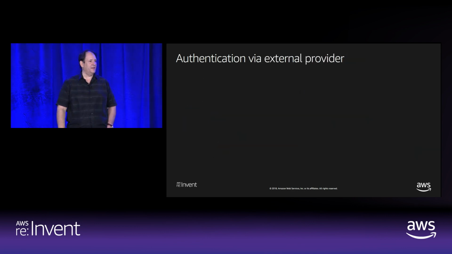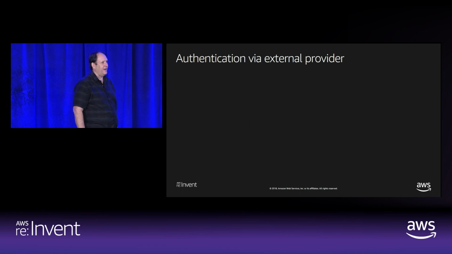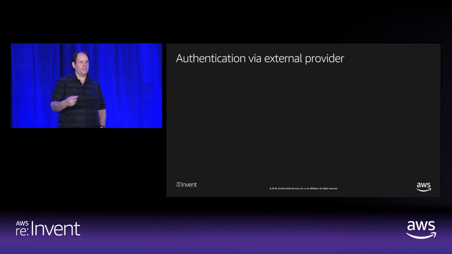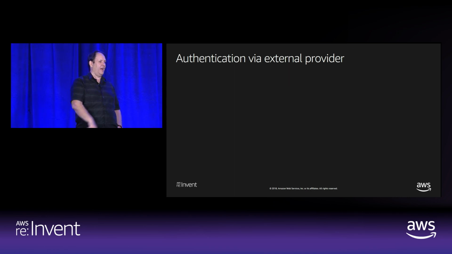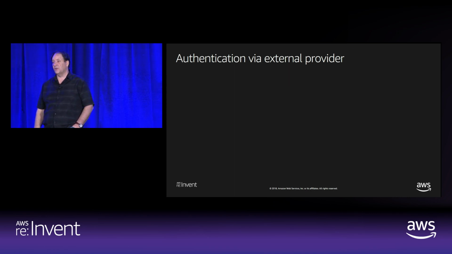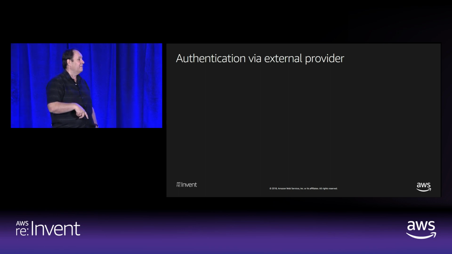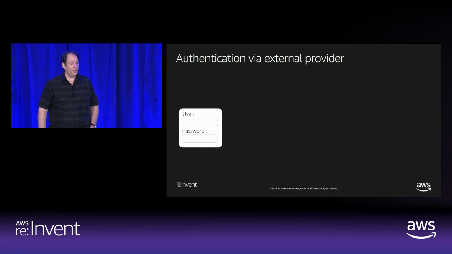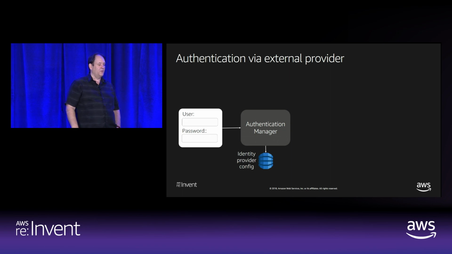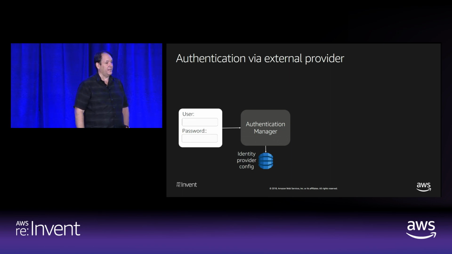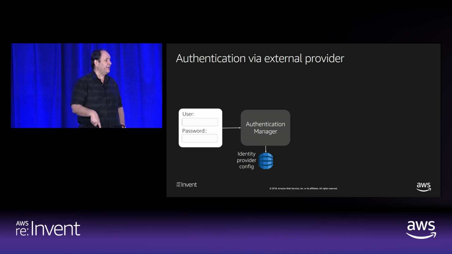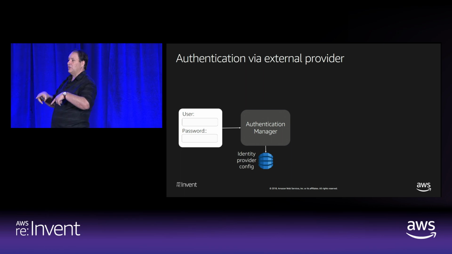Now, the third one is just a reality of any environment, which is that sometimes you don't get to control where the identity provider is. Sometimes your customer has an Active Directory or some kind of directory, and they're going to say, you have to do SSO via my directory. There's no way around that. So here you have login, you have some kind of authentication manager, and that authentication manager has some configuration that says, where is the directory that I need to auth you against?